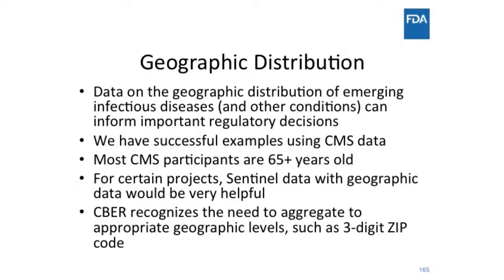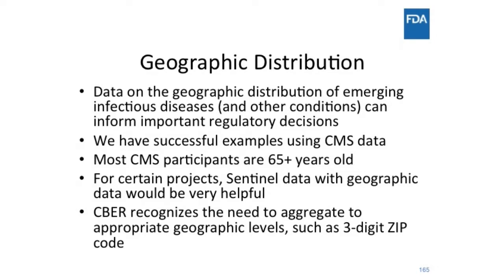However, one of the criticisms that we received for this modeling exercise was that the CMS data is primarily people who are 65 or older, and there was a question of how representative that was for the entire population. This is an area where data from Sentinel could be a very useful supplement to the kind of data that we used from CMS. So for certain projects, Sentinel data that included geographic information could be very helpful for the kinds of public health issues that we address at CBER.